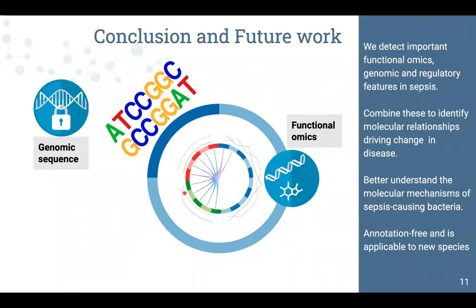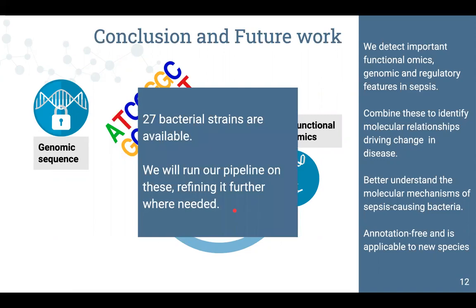So we're able to detect highly correlated functional omics, genomic, and regulatory features in sepsis. This method can accept raw sequence data with no prior annotation. Overlaying these genomic and regulatory features on functional omics data allows us to identify interconnections between the biomolecules responsible for driving change in the disease system, which will lead to a better understanding of the molecular mechanism of sepsis-causing bacteria.